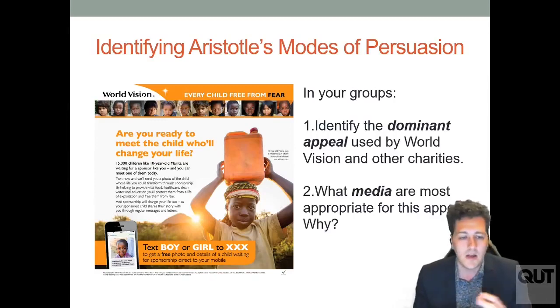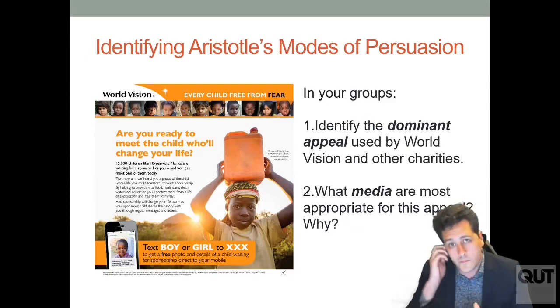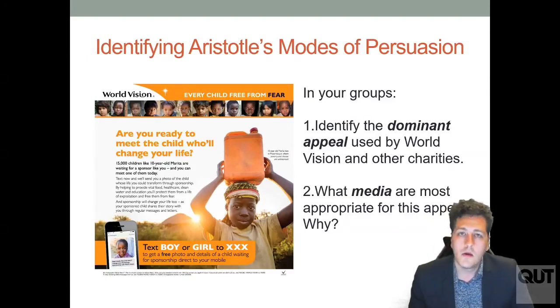Did anyone else have any other views about the type of appeal used or the reasoning behind that appeal? For instance, are there any other benefits to an emotional appeal that we haven't talked about? One thing we rationalized it with was that it's a really competitive market in Australia, particularly for charities. So having an emotional appeal helps you to cut through some of the noise.